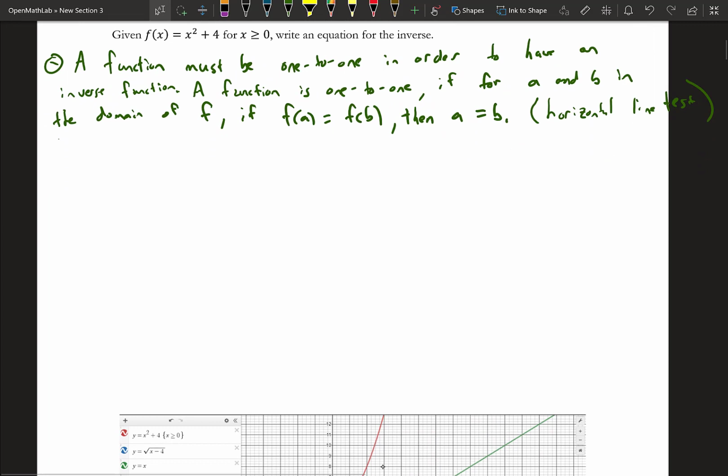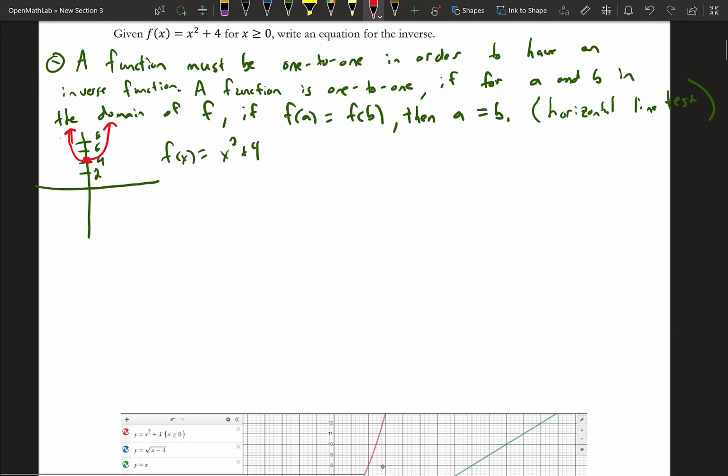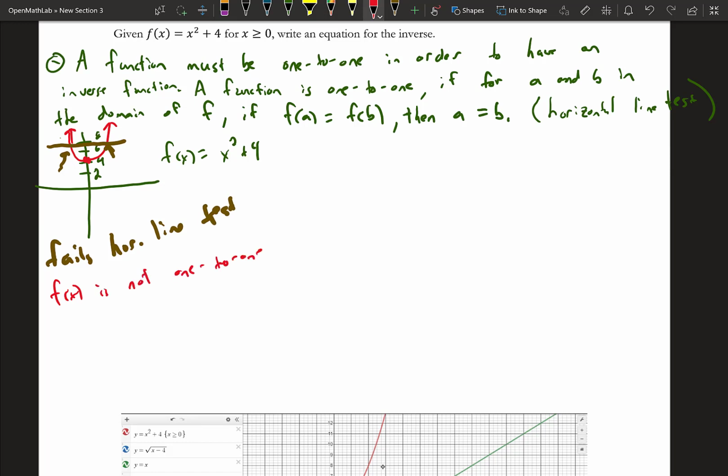So if I do a quick sketch of f of x equals x squared plus 4, we would get a graph that looks something like this. Let's say this is 2, 4, 6, 8. We get this parabola that opens up with a vertex at the point 0, 4. This would fail the horizontal line test. If I draw a horizontal line, there are 2 points that match up, so it fails the horizontal line test. In other words, f of x is not one-to-one. We can also show this with a counterexample, looking at specific points and so forth.